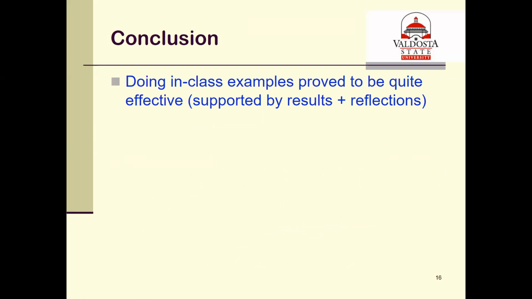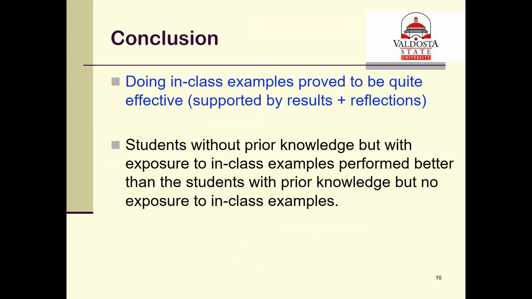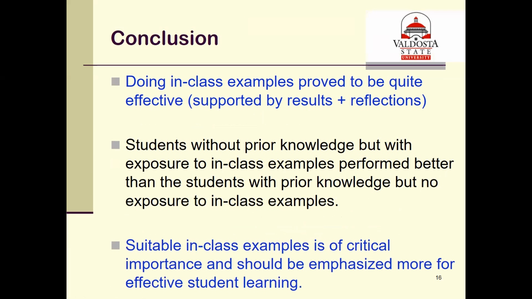So in conclusion, I would say that doing in-class examples proved to be a quite effective method, which is supported by the results and the reflections. Students without prior knowledge but with exposure to in-class examples perform better than the students with prior knowledge but no exposure to in-class examples. That tells us that suitable in-class examples are of critical importance and should be emphasized more for effective student learning. It's more important compared to whether they have prior knowledge or not. So if you do more examples in class, suitable examples, that is what sticks to the students more.